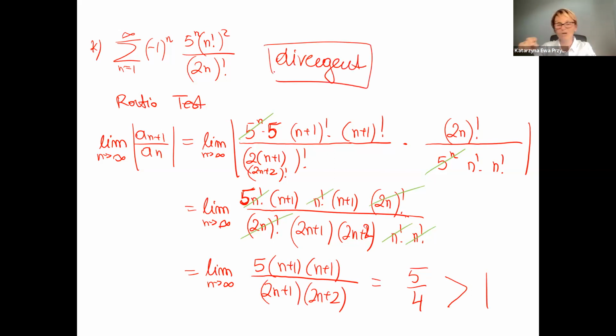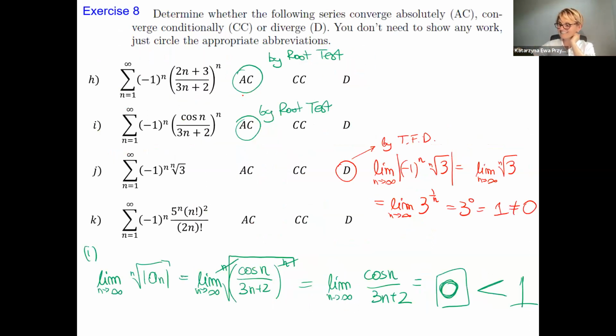And yes, ratio and root test, no chance for conditional convergence. That means it is divergent by ratio test. Okay, that's it. Please redo. It will be perfect practice.